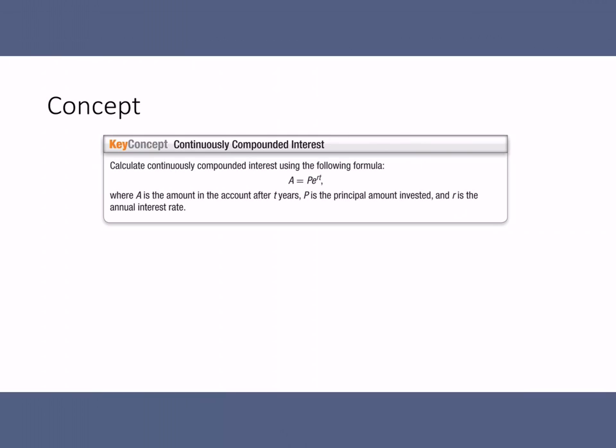A is the amount of the account at the end of however many years you're looking at. P is your principal amount. r is your interest rate, and then t is your time in terms of years. So A equals Pe^(rt).